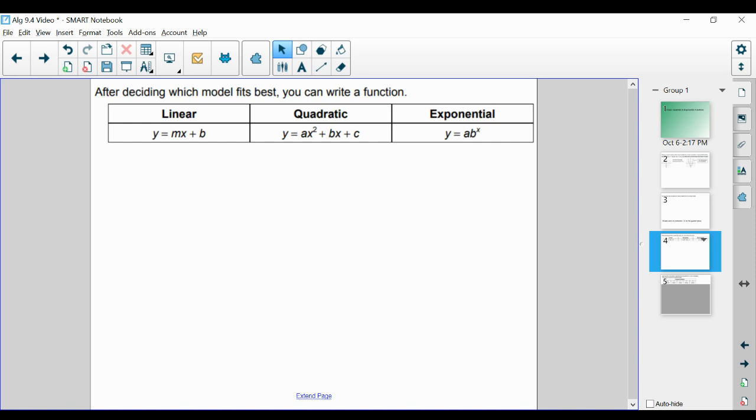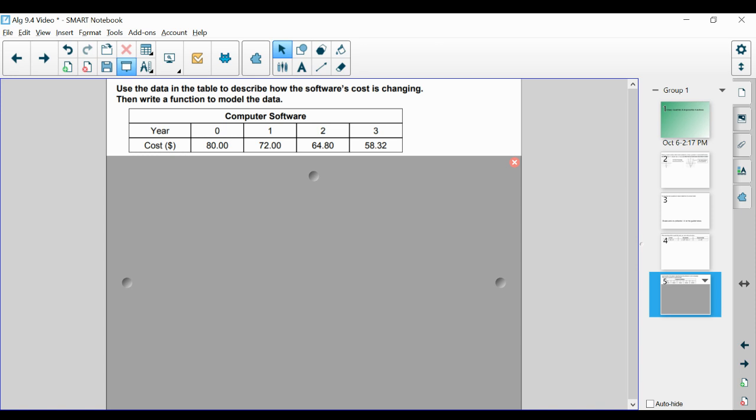So let's use these ideas to help us determine which model represents this data. We're going to use the data in the table to describe how the software's cost is changing. Then we're going to write a function to model this data. We're given computer software over a course of years and the cost in dollars per year. We're given 0 and 80 as our first relationship, 1 and 72 is our second, 2 and 64.80 is our third, and 3 and 58.32 is our fourth.